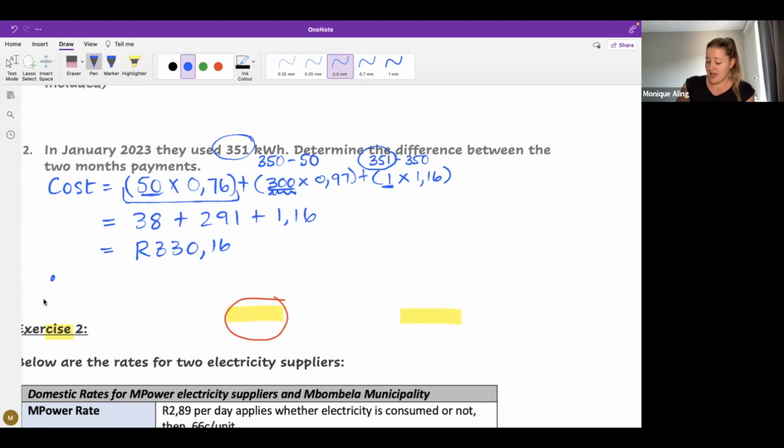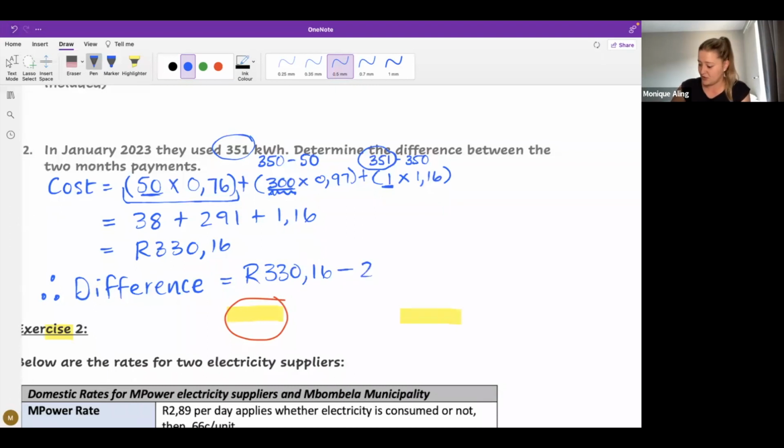January. Now, the actual question wanted us to work out the difference between the 2 months. So I'm going to take the January month, 330,16 minus the previous month, which we worked out to be 251,40. And our answer is 78,76.